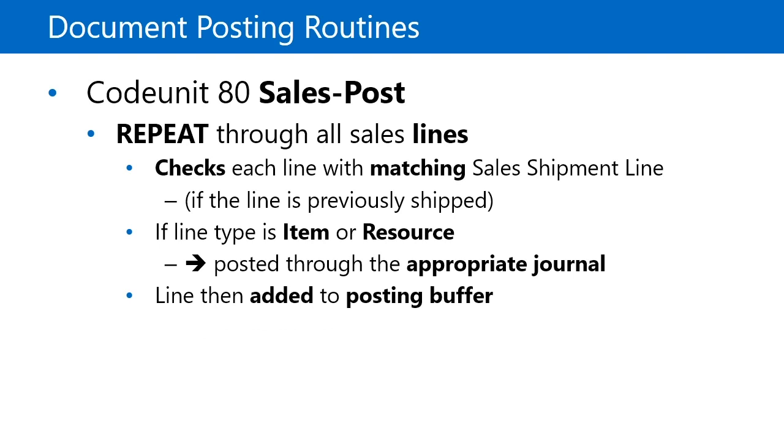So code unit 80 will start a loop over all of the lines by making use of a repeat until statement. And there are a number of checks that will be performed. For example, do we need a sales shipment line? Is there already a shipment line that we need to use, or do we need to create a new one? On the line, are we selling an item or a resource or something else? Then we need to post that through the appropriate journal, and that information also needs to be added to the posting buffer. So let's have a look at the code.